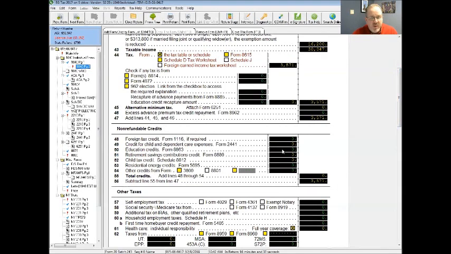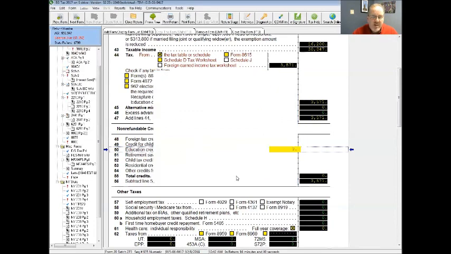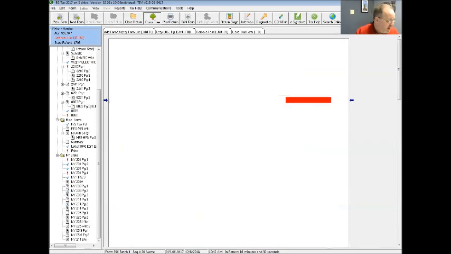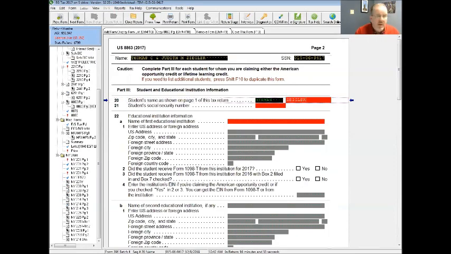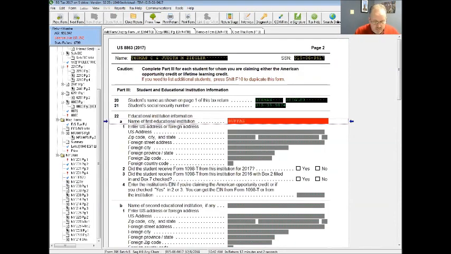So when I start the non-refundable credits, I see there's an education credit, has my form that I'm gonna need. So I hit F9 in there. I hit the education credit. And in there, I am able to complete the information. So I have my student's name is Herman. Okay, all right. His social security number. Okay, Elmwood Avenue. All right, we did get a 1098-T.